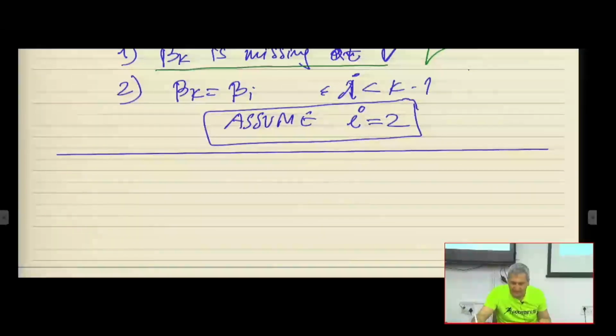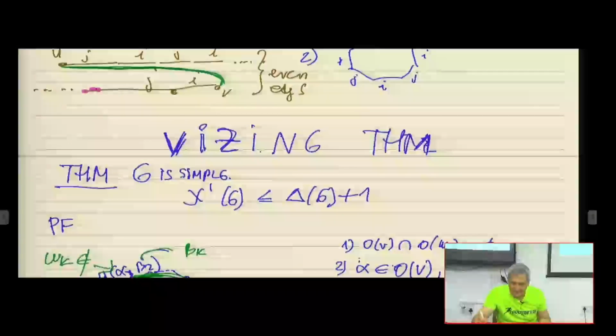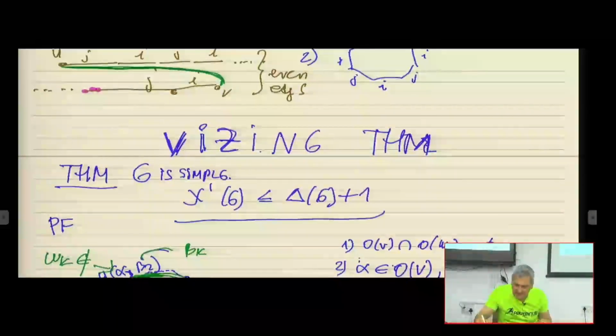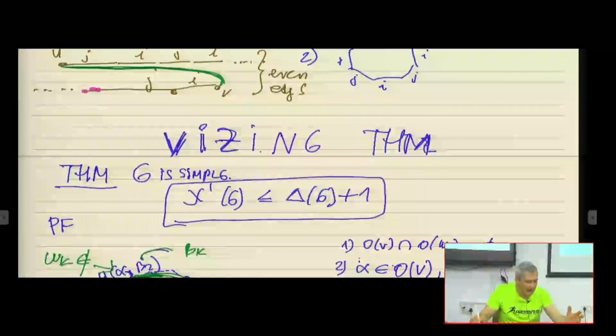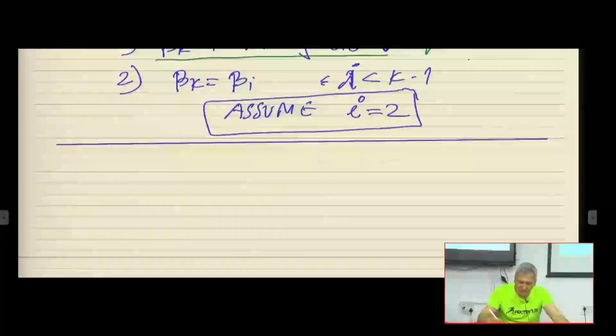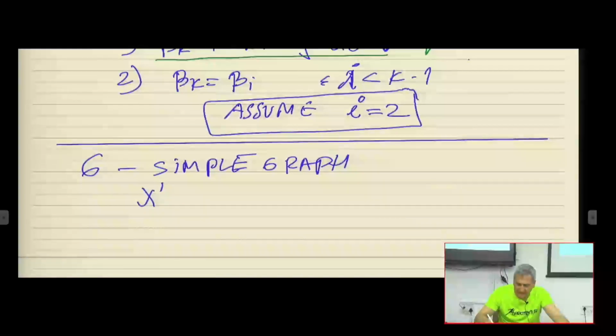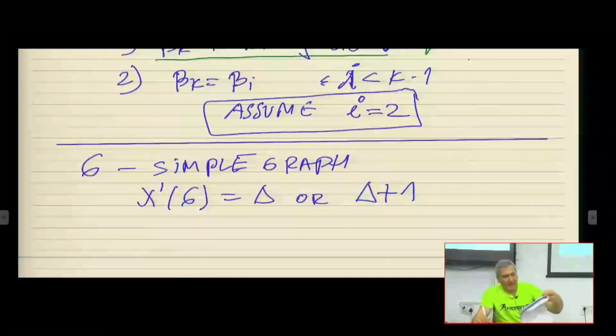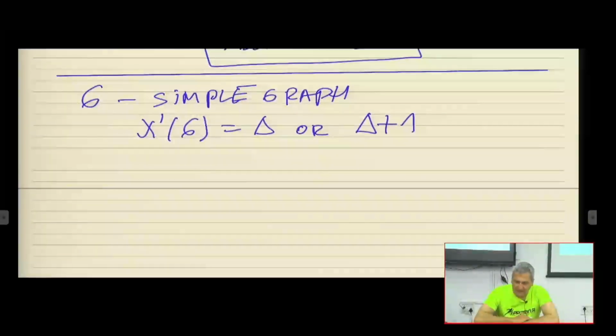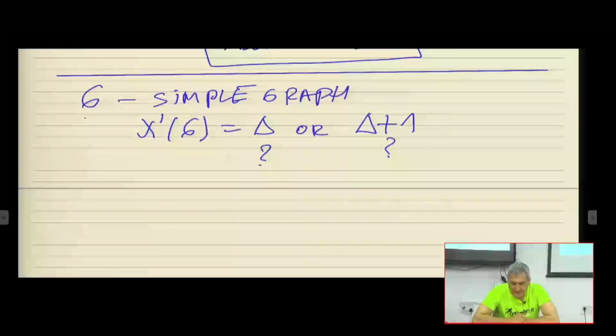So we have the Vizing theorem, which says, and this is very nice, that for a simple graph G, the chromatic index is equal to delta or delta plus 1. And this is a question: G is a given graph. Is it delta or is it delta plus 1? So for every graph, we can ask ourselves, is it delta or delta plus 1?